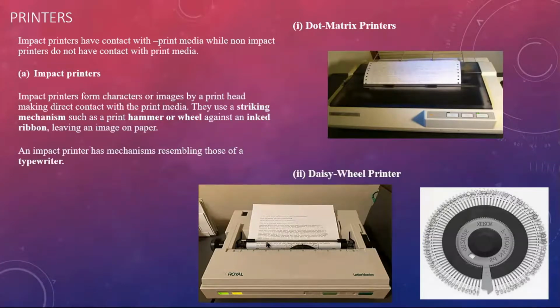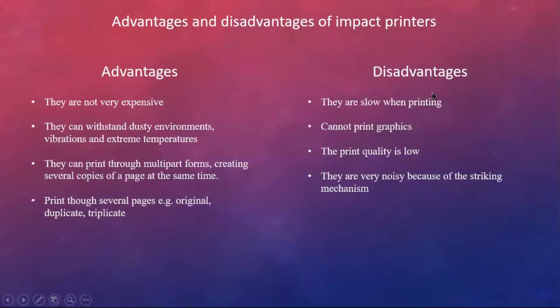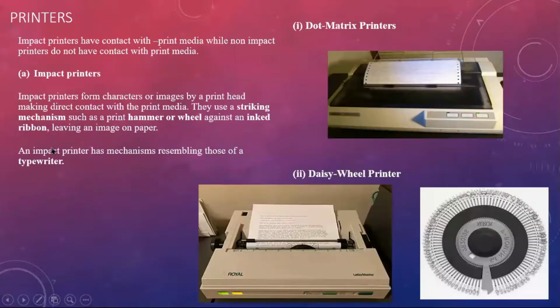Okay, we have this kind of mechanism in these printers. So we have these printers in different types, okay? Now, for you to understand it more, for people who have seen how typewriters work, it's the same way these types of printers work. So they also come in different types. There's what we call the dot matrix printer. And the image you see here is for a dot matrix printer.